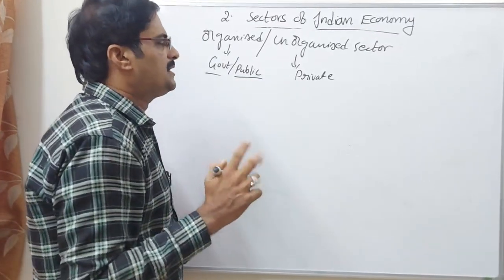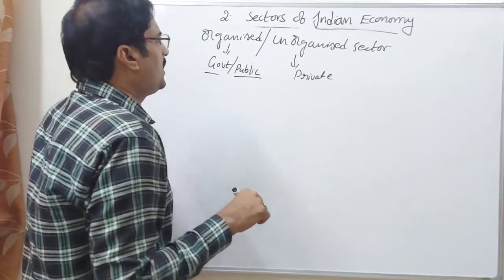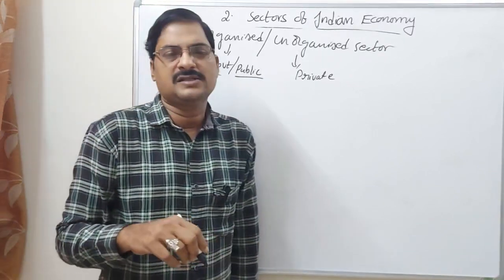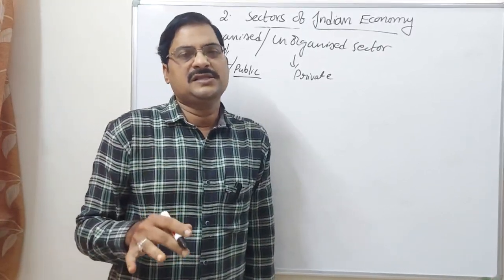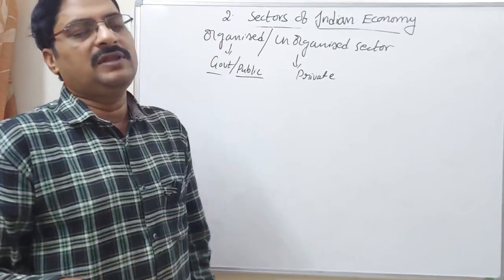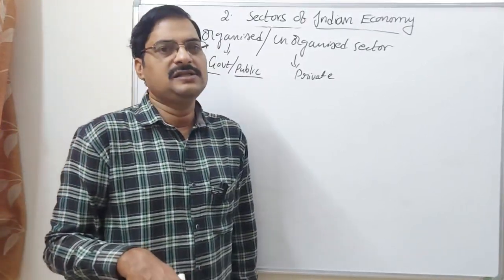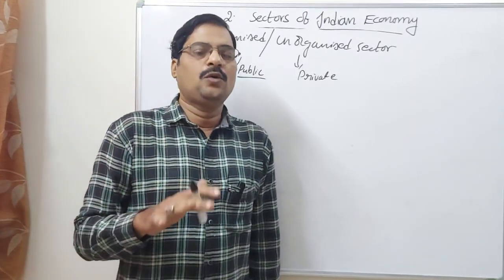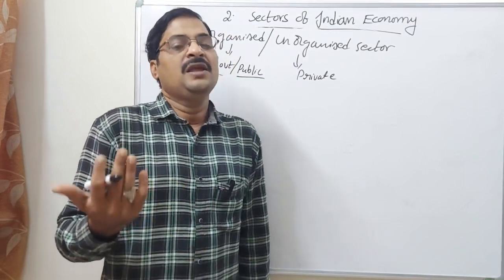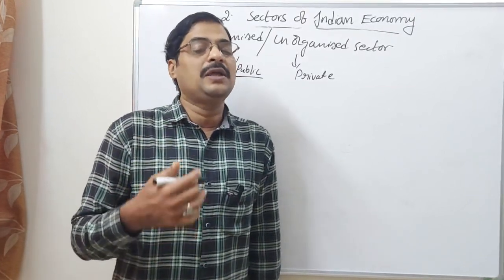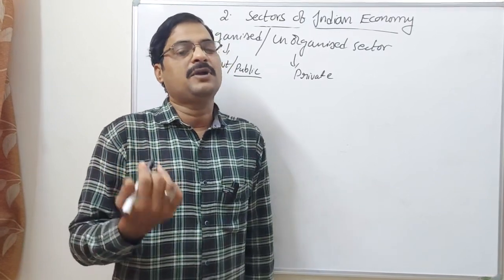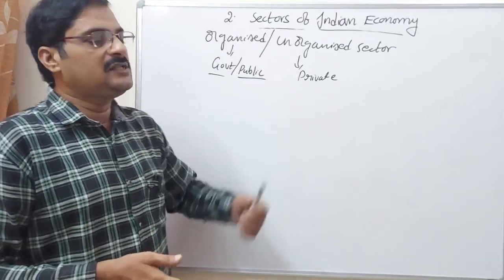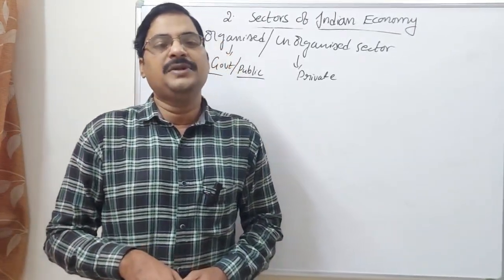Two examples are given in our textbook. What are the differences between the organized sector and unorganized sector, or public sector and private sector? There are a lot of differences. First, we can go with the organized sector, the government sector. It has proper timings. There is no OT, overtime. If the employees do any overtime, they have to be given some kind of compensation for it. But here there are no other kinds of compensations.